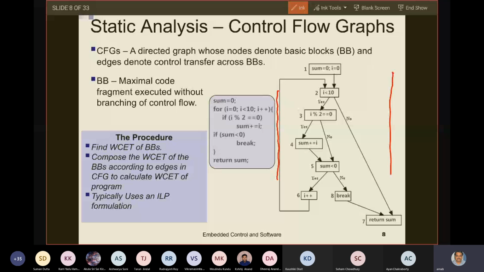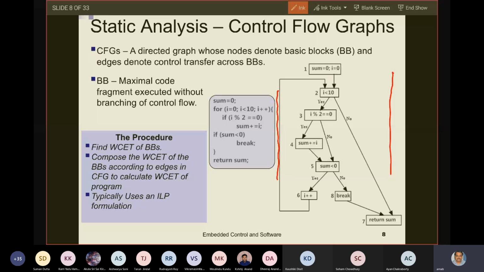Now, we said, how do we go about finding the execution time? We first determine the worst case execution times of basic blocks. And for doing that, we also took the simplifying assumption that each instruction takes 1 unit of time. So if you have 2 instructions in a basic block, the worst case execution time of that basic block will be considered to be 2. If you have 10 instructions in the basic block, the worst case execution time of that basic block will be considered to be 10. And what is a basic block?